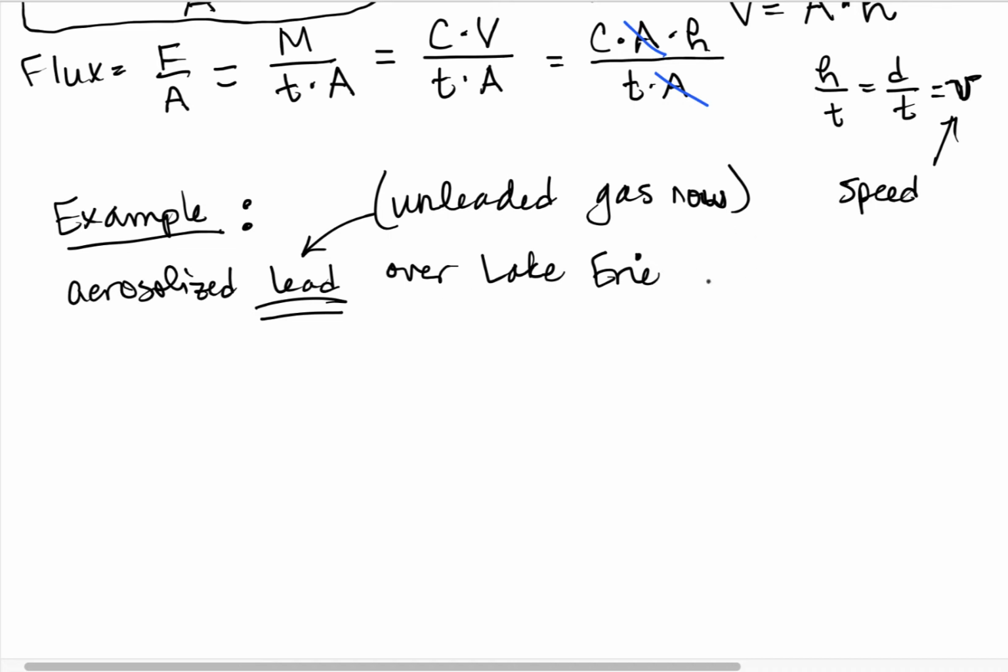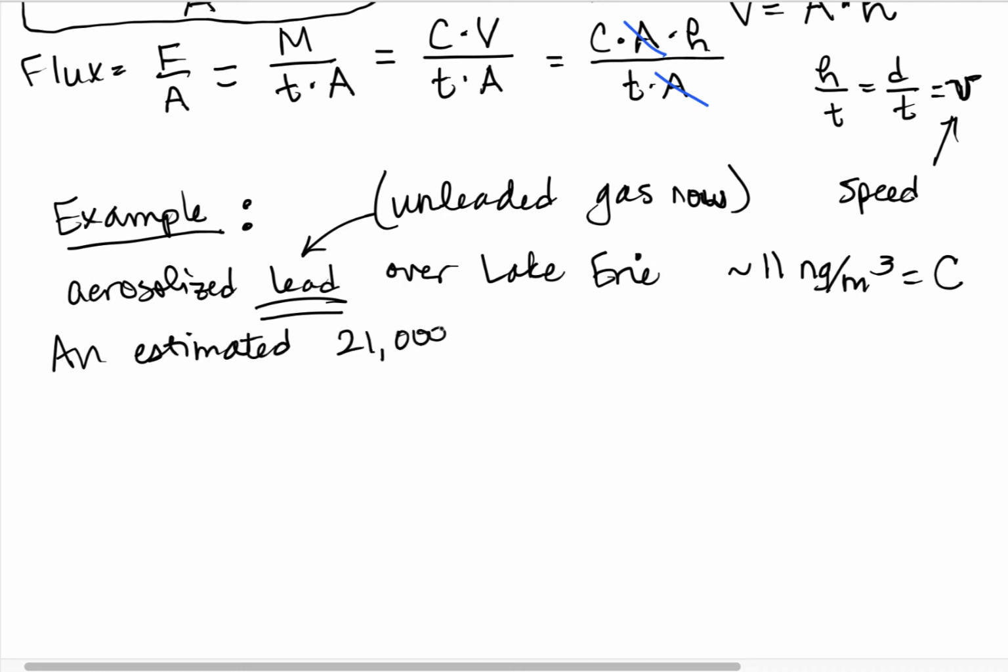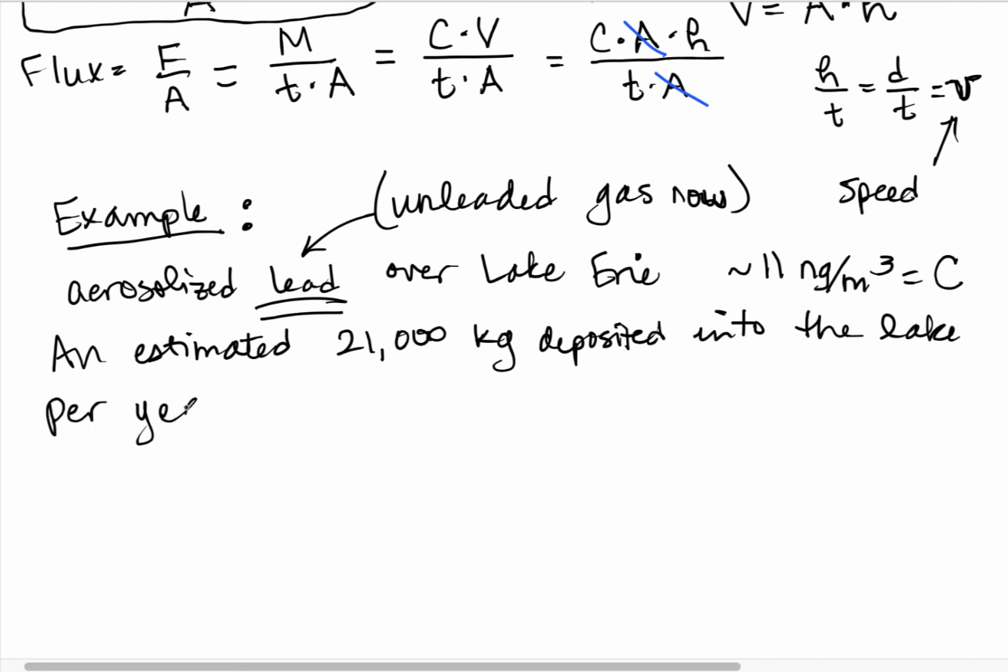All right, so our aerosolized lead has a concentration of about 11 nanograms per cubic meter. This is a concentration, right? We've got a quantity over a volume, so we can tell. And an estimated, this seems like a huge number, 21,000 kilograms are deposited in Lake Erie per year. I mean, it's a big lake, but still, that seems like a lot.